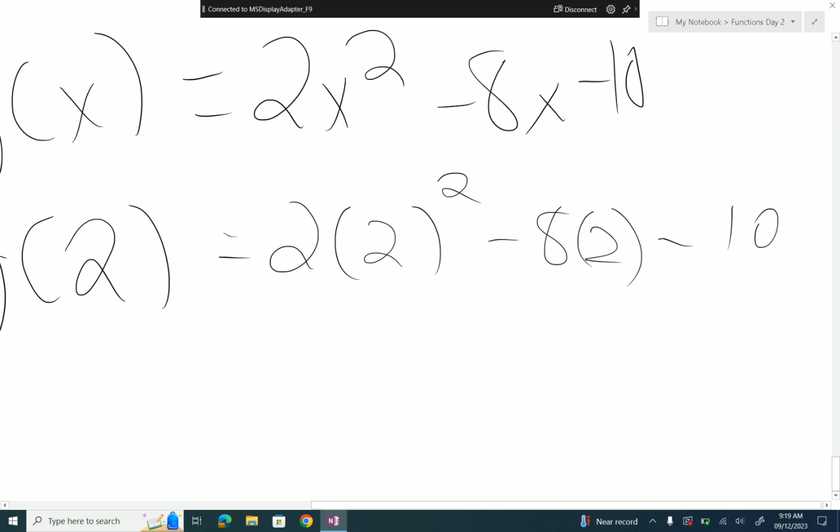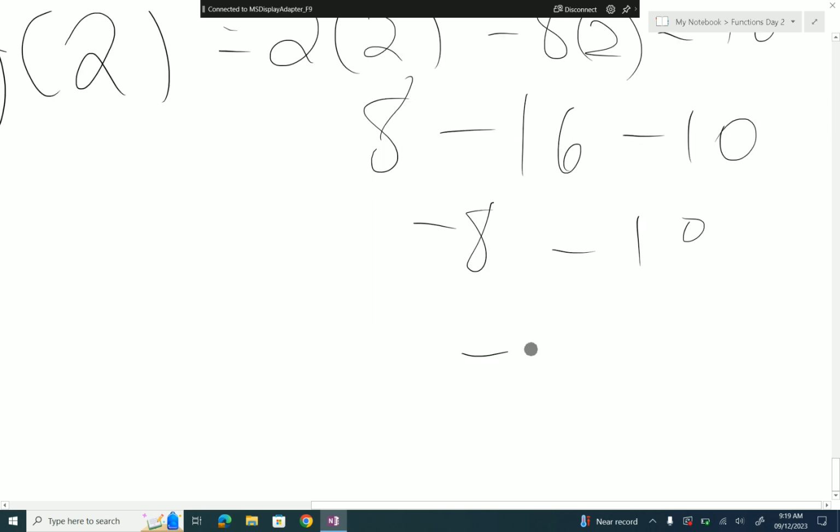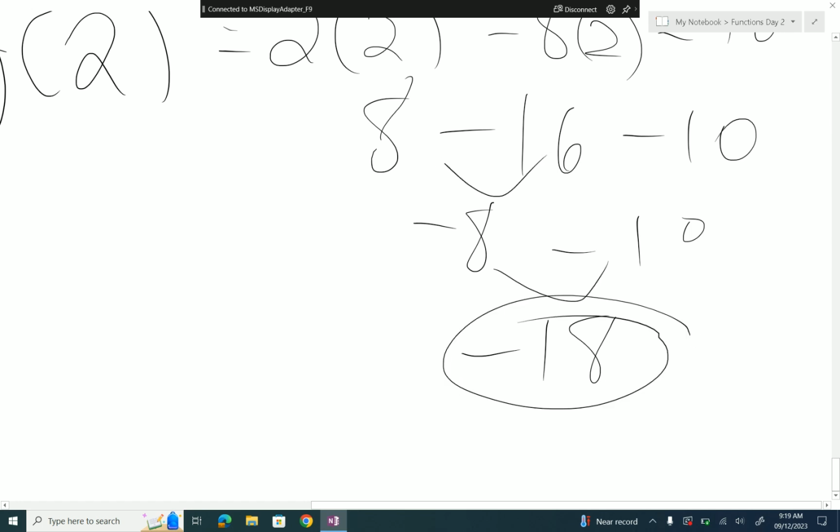Okay, so we got 2 times 2 squared. So 2 squared is 4. 4 times 2, 8. Minus 16. Minus 10. Yeah. So 8 minus 16, negative 8. Minus 10. It's going to come out to negative 18. And I'm going to post this on Canvas for anybody who's a little bit confused still.